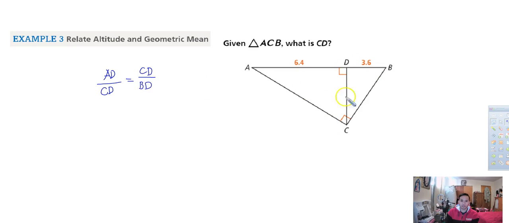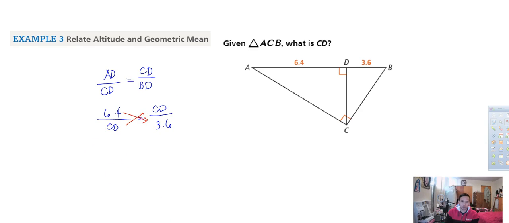So CD corresponds to BD. So we are looking at the bigger triangle here and the smaller triangle. So your AD is 6.4 divided by CD, which is unknown, is equal to another CD, which is also unknown, and then BD is 3.6. Okay, and then again, you have to do cross multiplication here.